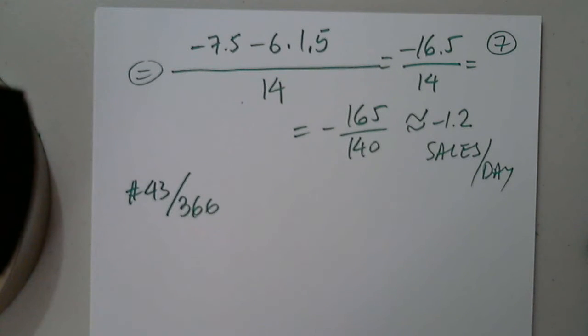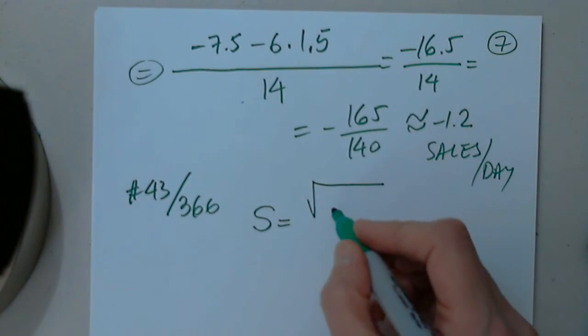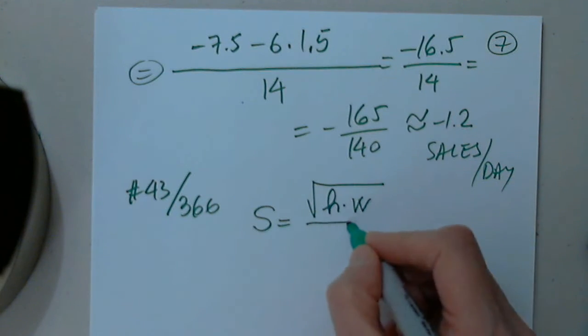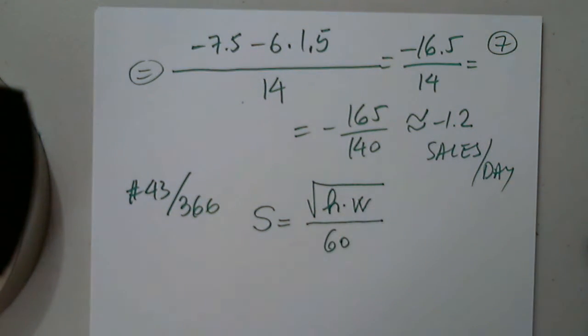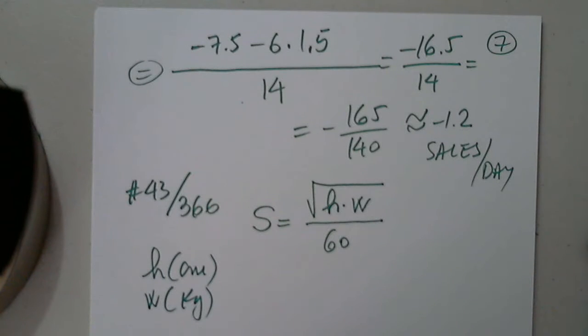And okay, so body surface area. Certain chemotherapy dosages depend on a patient's surface area. According to Mosteller model, S, surface area, is the square root of height times weight over 60, where H is the patient's height in centimeters. W is the weight in kilograms. And S is the approximation of the patient's surface area in square meters.